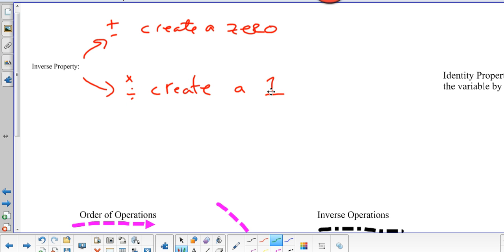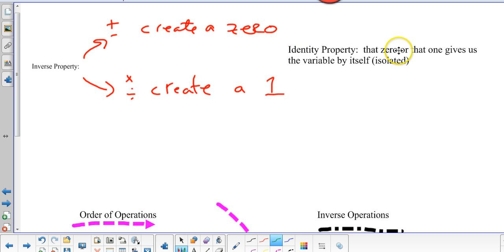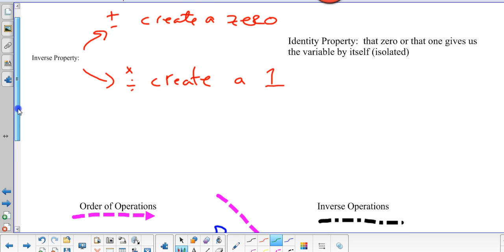All right, 1x, so that by the identity property of multiplication, that 0 for adding or subtracting, or that 1 for multiplying, gives us the variable by itself or isolated, which is again what we want to do. So these two properties in combination, the inverse property and the identity property, are going to make up the reason that we go ahead and solve algebraically the way we do.